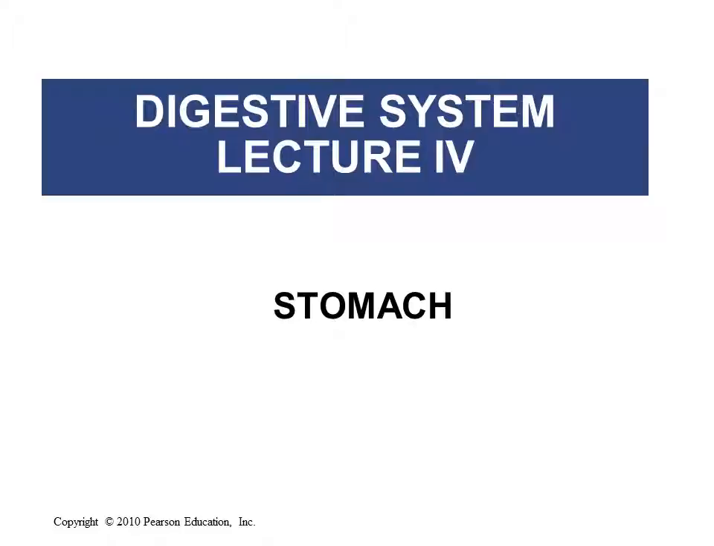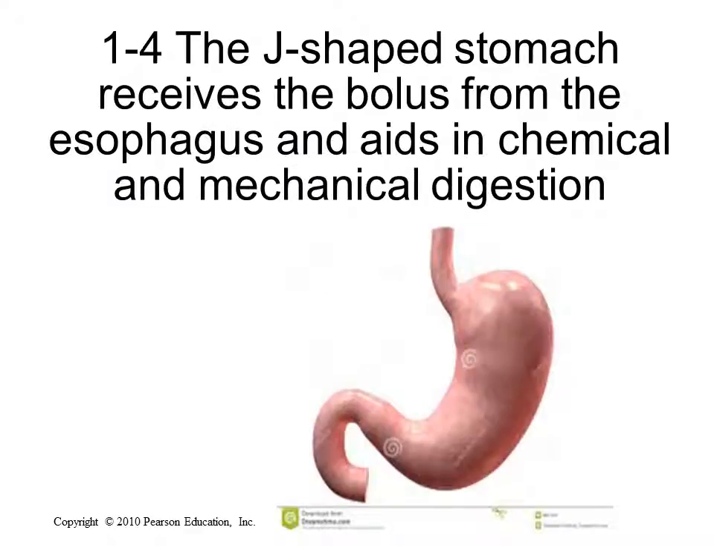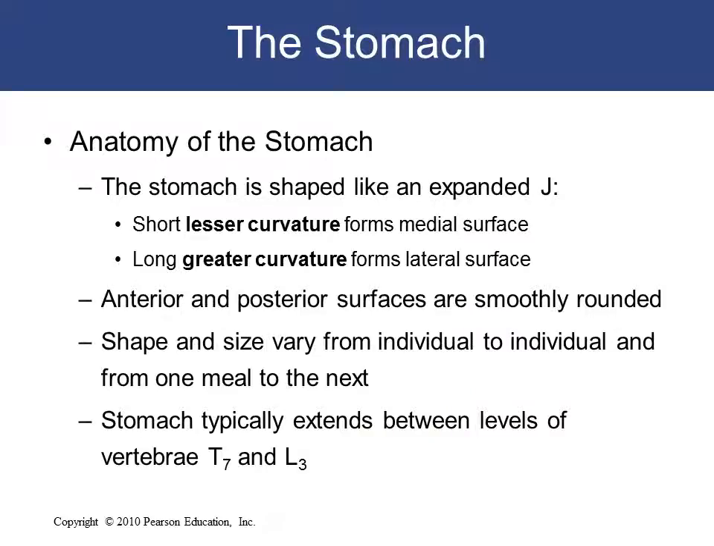Lecture 4 on the digestive system will be on the stomach. The stomach is a J-shaped structure that receives the bolus from the esophagus and aids in chemical and mechanical digestion. This is a picture of a stomach having the J shape. So let us discuss the anatomy of the stomach.